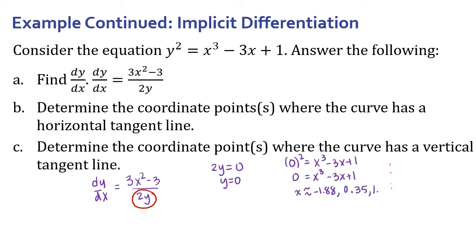0.35, and 1.53. So the coordinate points that are going to have a vertical tangent are going to be at x equals negative 1.88, y equals 0, 0.35, and 1.53. I'll show you how to actually solve this using Desmos on that next page, and then also how we can go through and actually see if this is the true case. So next slide, I'll go through that.